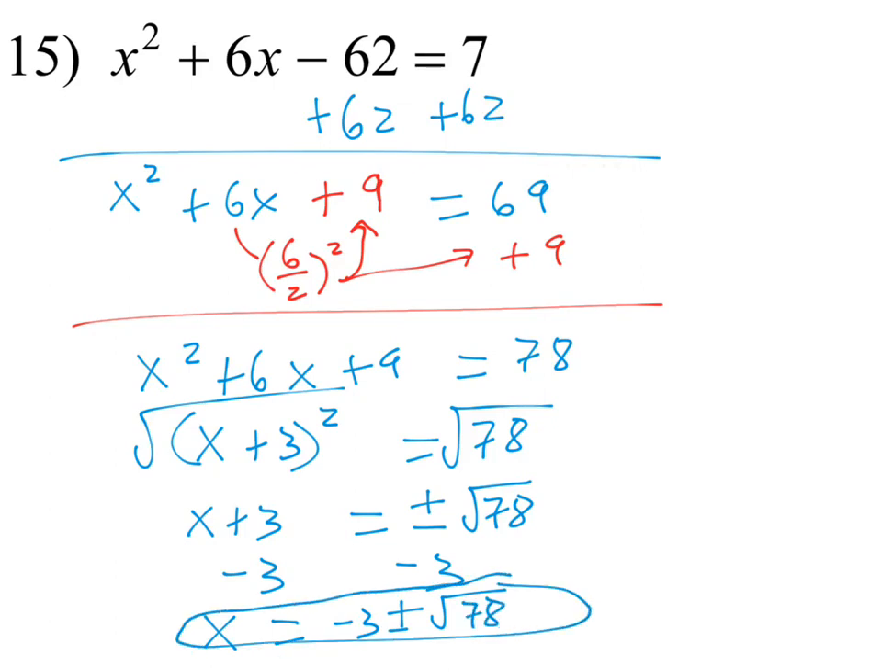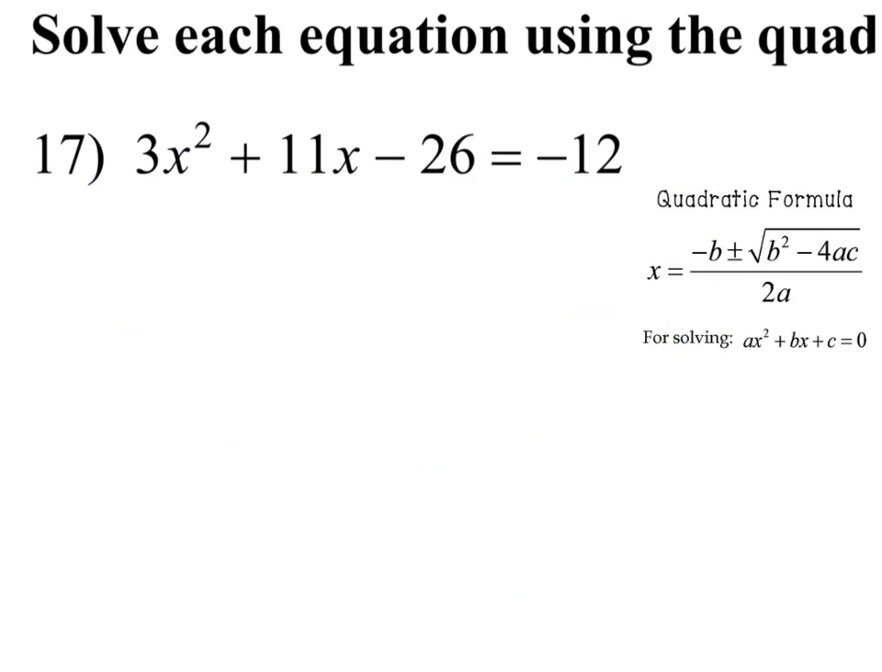Yeah, again, square root of 78 is not a nice thing. It's an irrational number, so we're just going to leave it. This is the exact answer, and it's the plus or minus square root of 78. Let's move on to our last method, which is the quadratic formula.